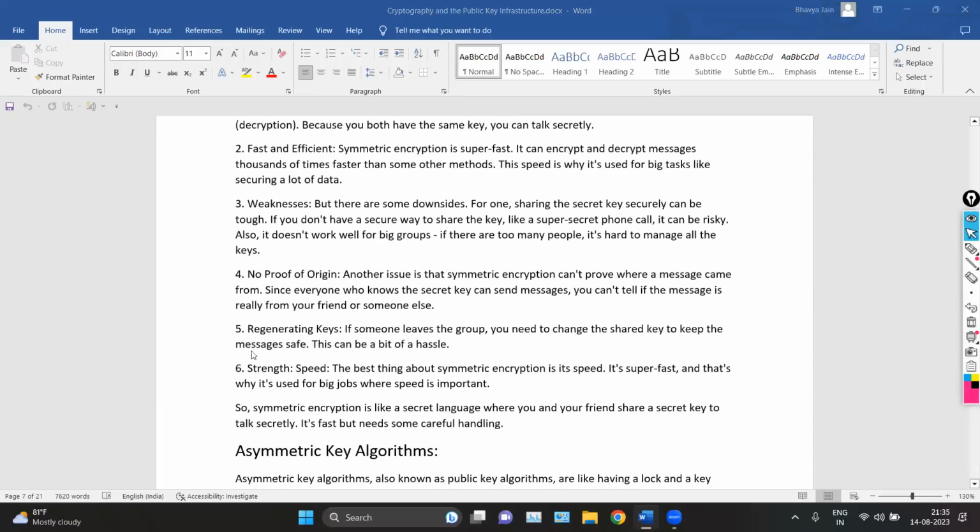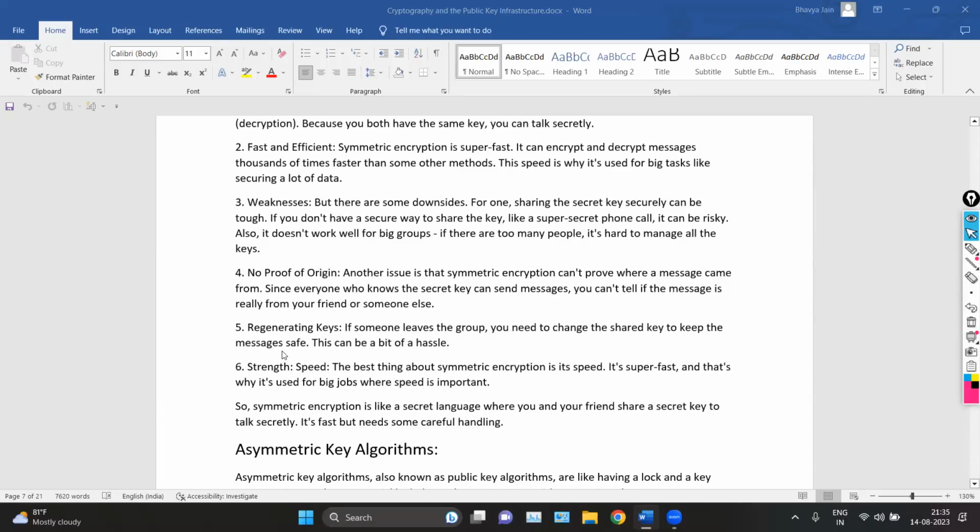Then we have weaknesses, because we are using the same key. Let's say you have a big group of people, and they all have the same key. If any individual leaves that group, you have to replace the entire key, because if that individual left the organization or your group, he might access your encrypted data since he has the same key. So if anyone leaves your group, you have to replace the entire group key, because the key is the same, and you have to replace everything.